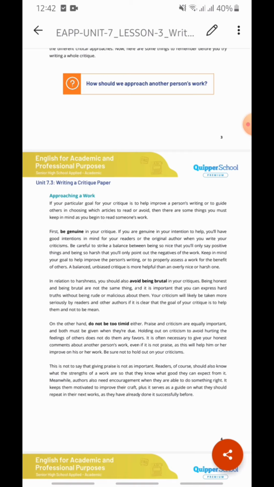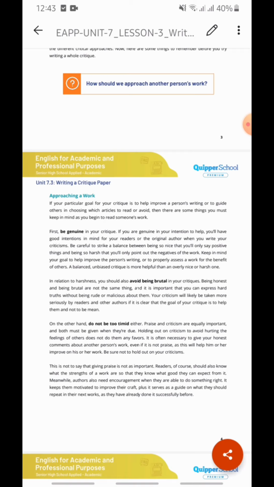So, third one is, do not be timid or mahiyain or matatakotin. Praise and criticism are equally important, and both must be given when they're due. Holding out on criticism to avoid hurting the feelings of others does not do them any favors. So, dapat mag-treat ka equally. Dili kay kani siya, ingani lang siya.